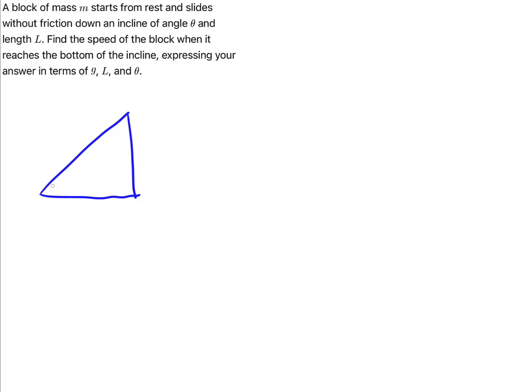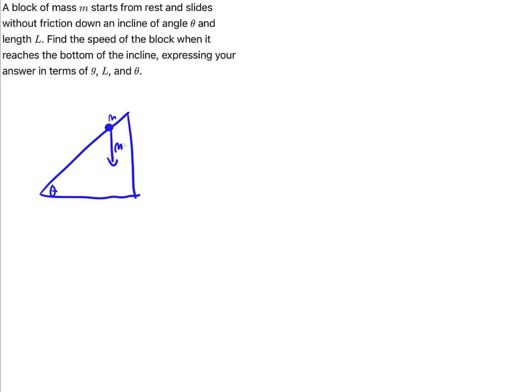So this is a quick diagram of the situation we're given. This angle here is theta, and we have a block of mass m sliding down the incline. So let's start by perhaps drawing a free body diagram so that we can analyze the forces on the block.